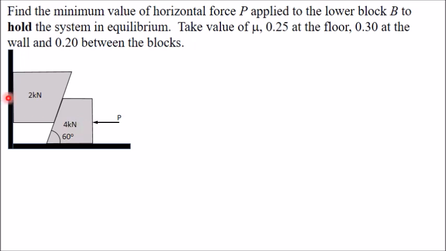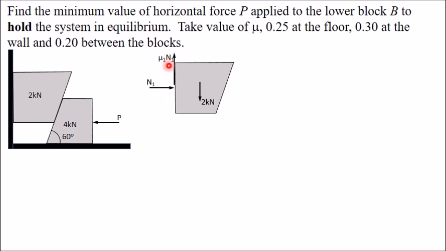So let's first draw the free body diagram of this 2 kilonewton block. I have drawn this free body diagram. This is my 2 kilonewton block. First, its weight acts vertically downward. Now there is one normal reaction between this vertical wall and this block, which I have named N1. Now this block is coming downward, so the friction force between these two surfaces will act in the upward direction. So draw this friction force upward.